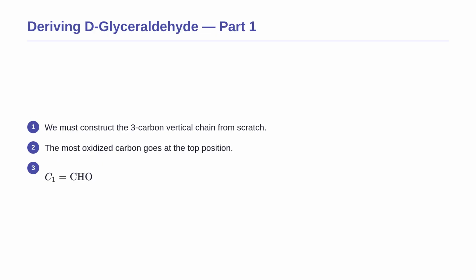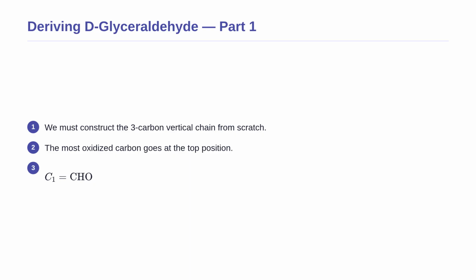Now that we have identified our reference carbon, let us prove how the full Fischer projection is constructed step by step. We are tasked with building its 2-dimensional projection from scratch. We know we have a vertical chain of 3 atoms.